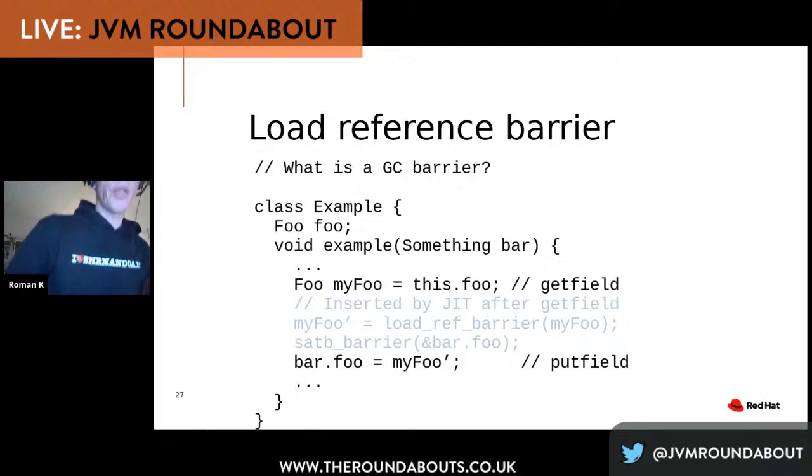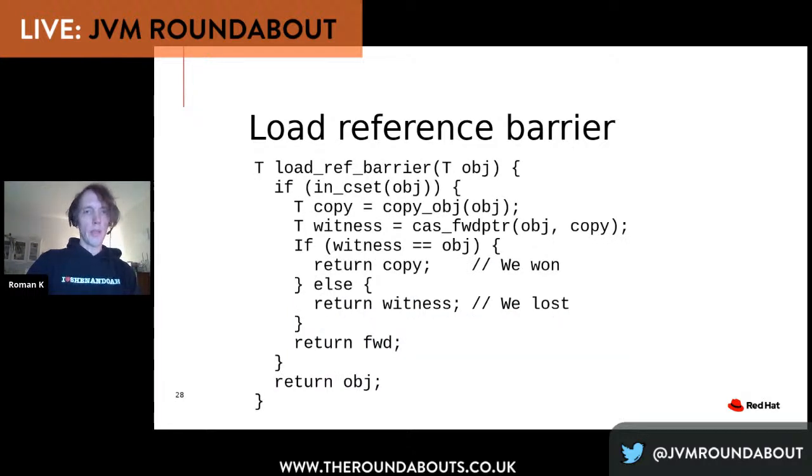I want to show you how this load reference barrier looks. This is inserted after every load. So this is what it does. It checks if the object that was just loaded is in the collection set, in the working set of our current collection. If it is, then it copies the object. It tries to atomically update the forwarding pointer of the original object. And if it succeeds, we use this, we won. Otherwise, we use whatever the other succeeding thread just gave us. And that's it.